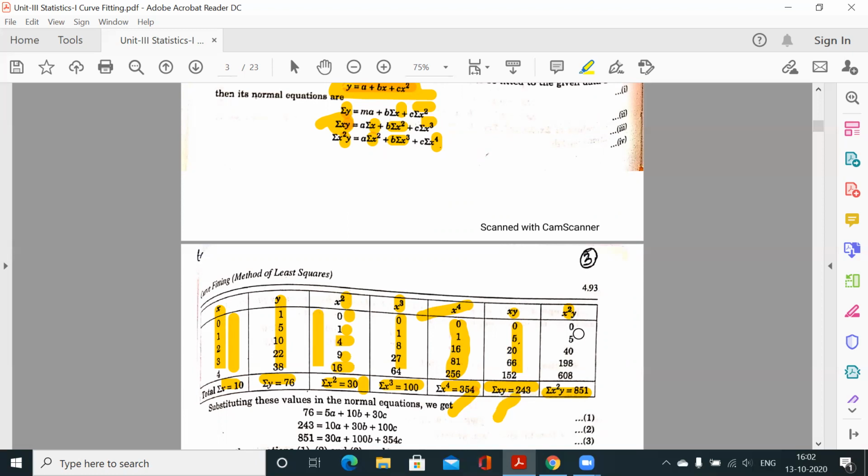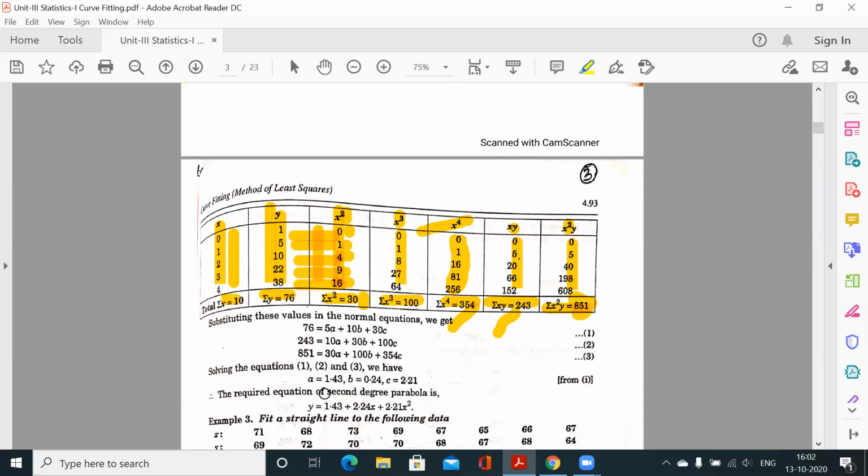Now x squared y. So y, we have this, and next x square is required. So this is x square. Now multiplying these values, 1 into 0, 5 into 1, 10 into 4, 22 into 9, 38 into 16, we will get these values. Now adding all these values, we will get summation x square y, 851.